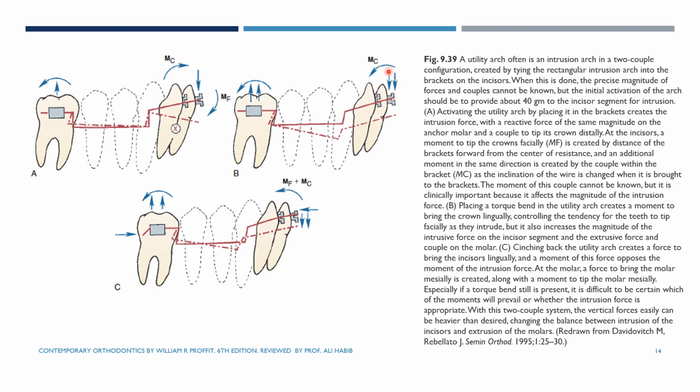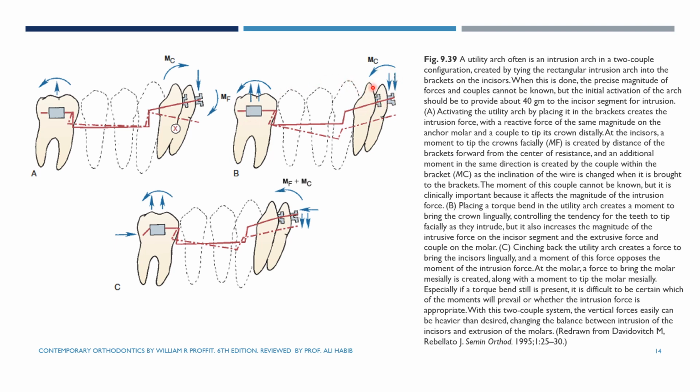Anyway, if you want to prevent these two moments, what they do is create an opposite moment, so they will create torque, a twist in the wire inside the bracket. This will counteract the moment of the couple inside, and it's supposed to prevent this movement, the flaring effect. However, when this system was analyzed, it was found that doing this will increase the force level on the incisors and in the molars, on the anterior segment and the reactive segment.